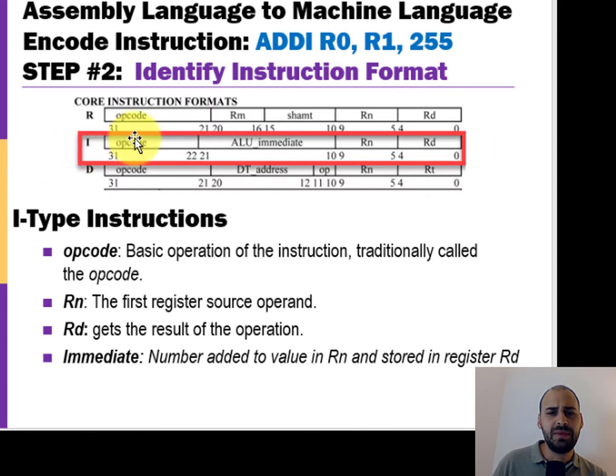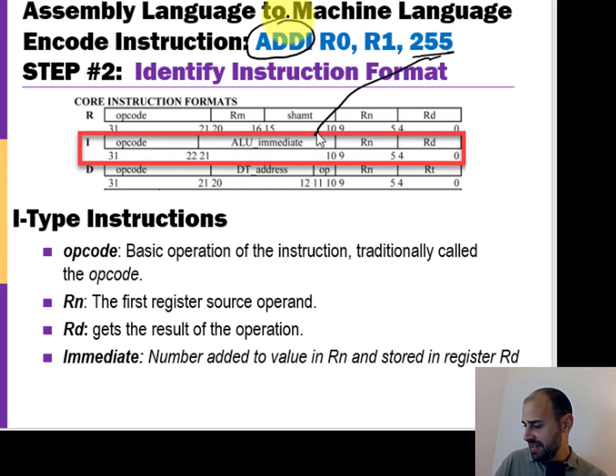All right, so we know it's an I-type. We know we've got these 4 different values that we need to figure out: the opcode, our 2 register values, and then the immediate field. If we're trying to encode this instruction in machine language, the opcode is defined by the opcode for an add immediate instruction. The immediate is pretty obvious: it's going to come from this 255. And then our RN and RD registers are these guys here, R0 and R1. Those are the 4 pieces of information that represent that instruction.